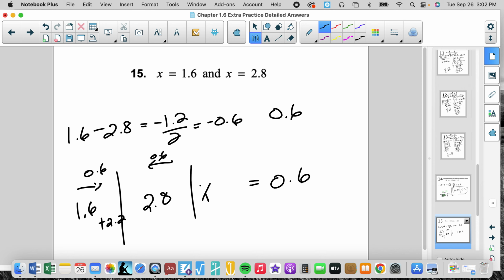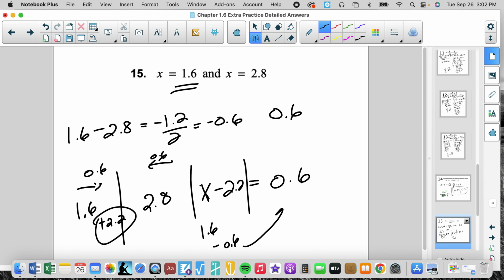So how do I negate the positive shift? Well, we write the opposite of that. So x minus 2.2, the absolute value of x minus 2.2 will equal 0.6. And again, if we plug this in to check, you get -0.6. Absolute value is 0.6. We plug in 2.8. That gives me +0.6 absolute value.